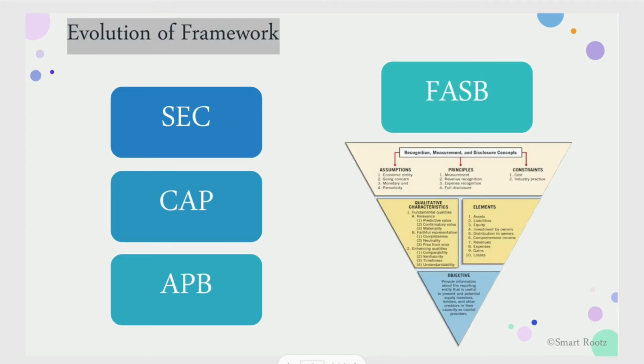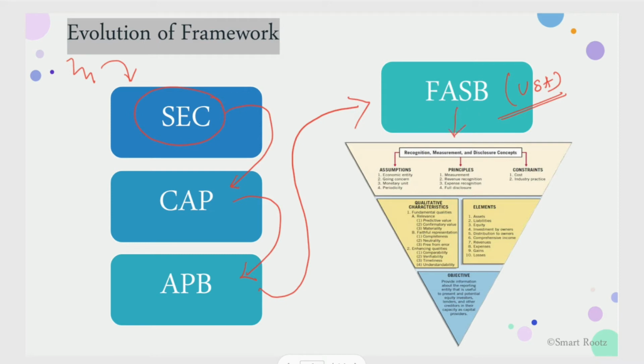So, how did this framework evolve? As I mentioned earlier, in the 1930s there was a stock market crash and investors' confidence had gone down. After that stock market crash, we had the Securities and Exchange Commission coming in to put a framework in place, and then it delegated the responsibility to the Committee of Accounting Procedures, which then later delegated it to the Accounting Principles Board. After the Accounting Principles Board came the Financial Accounting Standards Board, which is in the US, which gave the conceptual framework. The conceptual framework that was given by FASB looks like this.